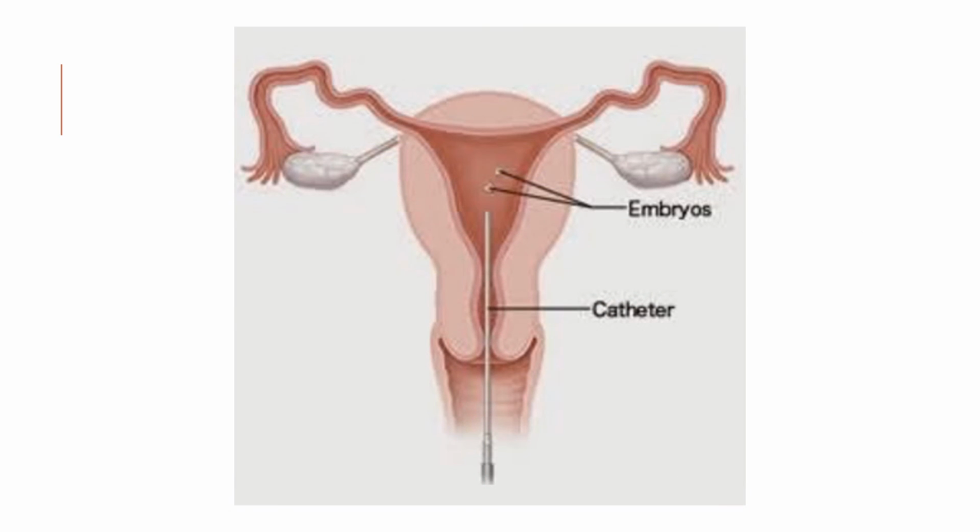So here is one more picture. You can see more than one embryo is placed in the uterus with the help of a small catheter.